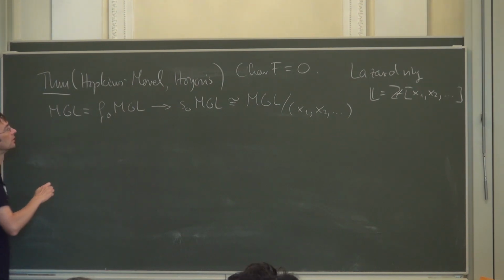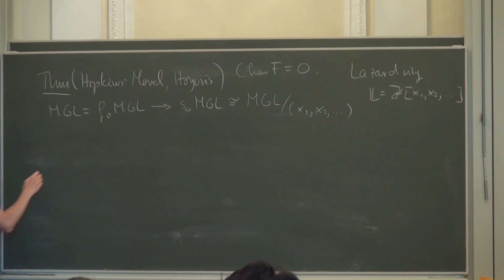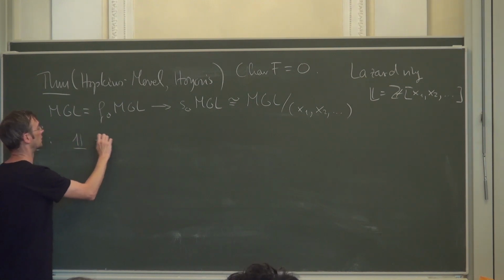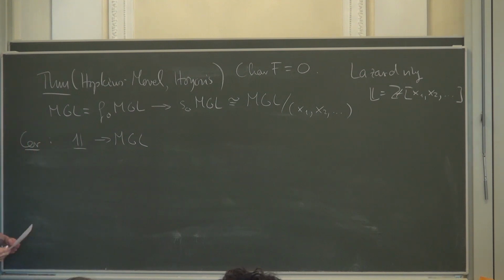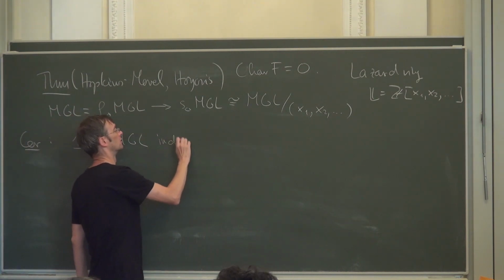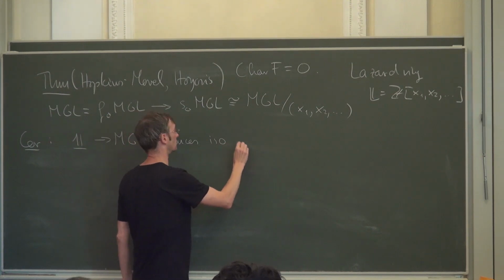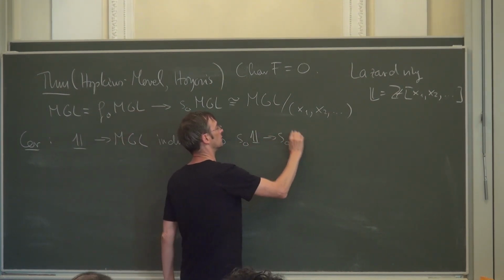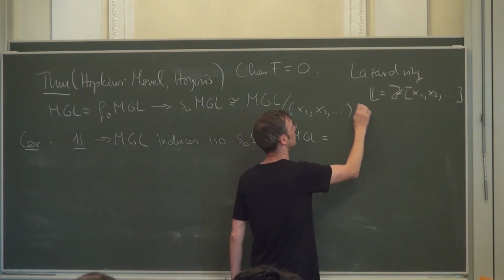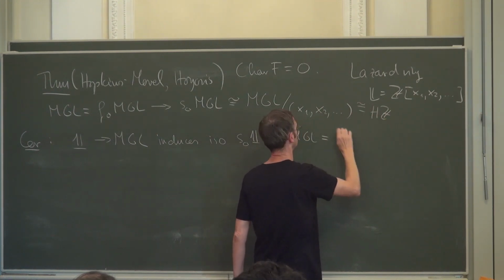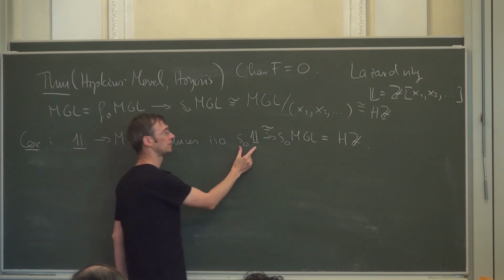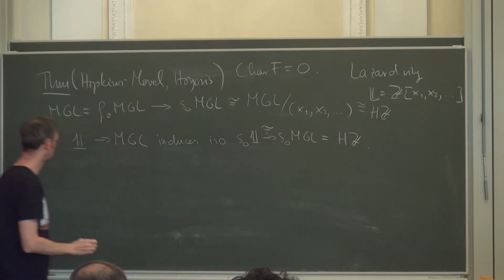So one consequence is, if you compare the sphere spectrum and MGL, you have a unit map for the ring structure here. This induces an isomorphism on the zero slice, and this follows from the theory of orientable theories. This is motivic homology, and I would like to briefly explain this relation between the zero slices.